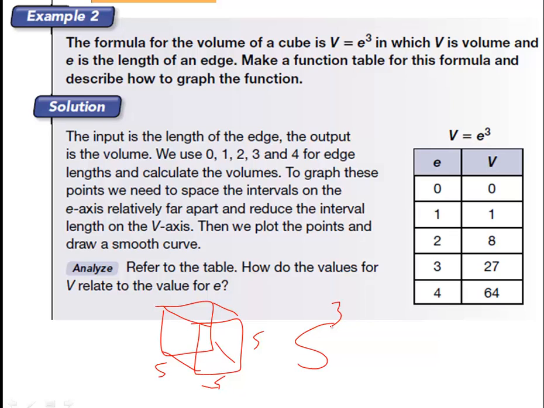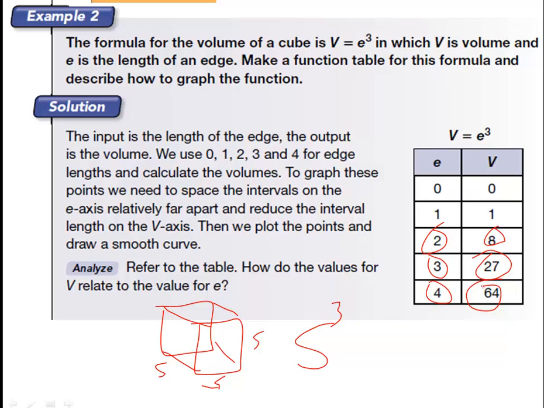So we go ahead and start with 0, put 0 in there, and it would equal 0. Put 1 in, and 1 times 1 times 1 is 1. Put the 2 in. 2 times 2 is 4, times 2 is 8. 3 times 3 is 9, times 3 is 27. 4 times 4 is 16, times 4 is 64. And that's how we do that. Then we plot the points, and we can draw the curved line.